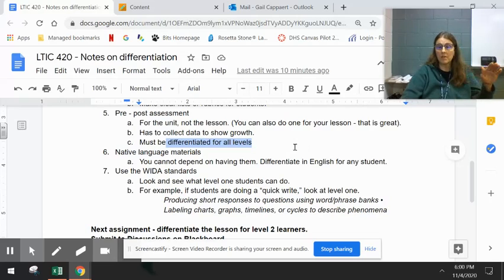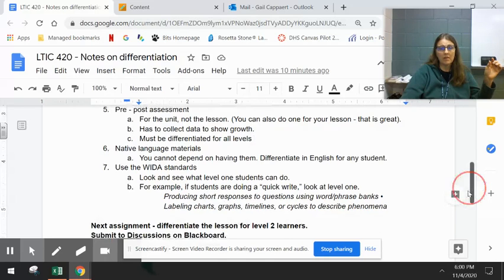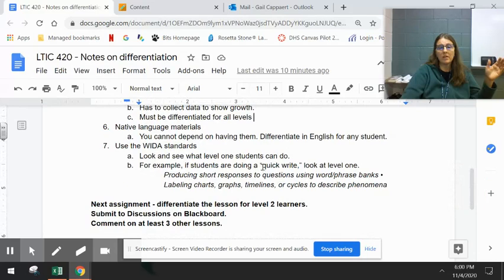So you can write one that you would use for a general class, but then you have to say, what is a level 1 going to do with this? So if you're asking students to do a quick write, for example, I'll come back down into the WIDA standards. In fact, I'll jump down to that now. WIDA standards: if you're going to do a quick write as a pre-assessment, and you're going to collect that, and you can show growth with that, that's fine.